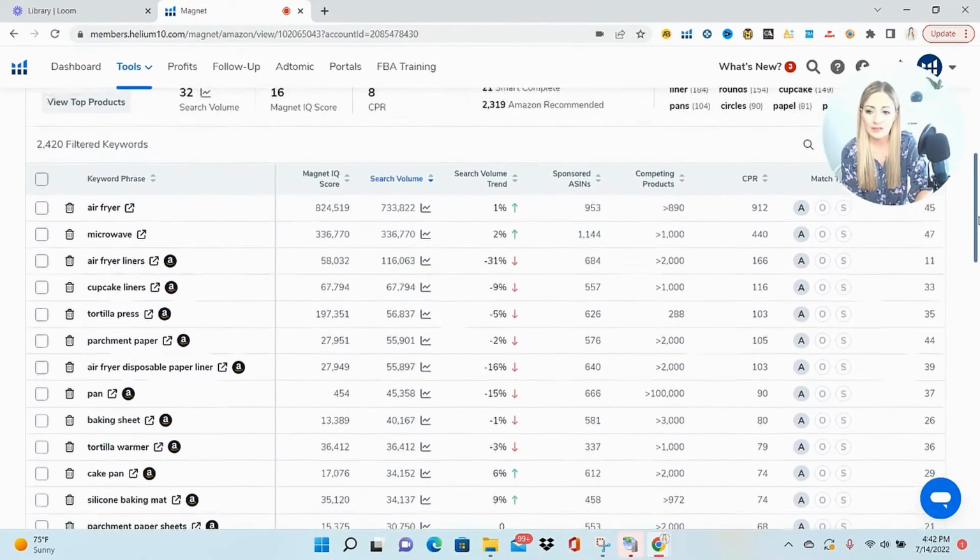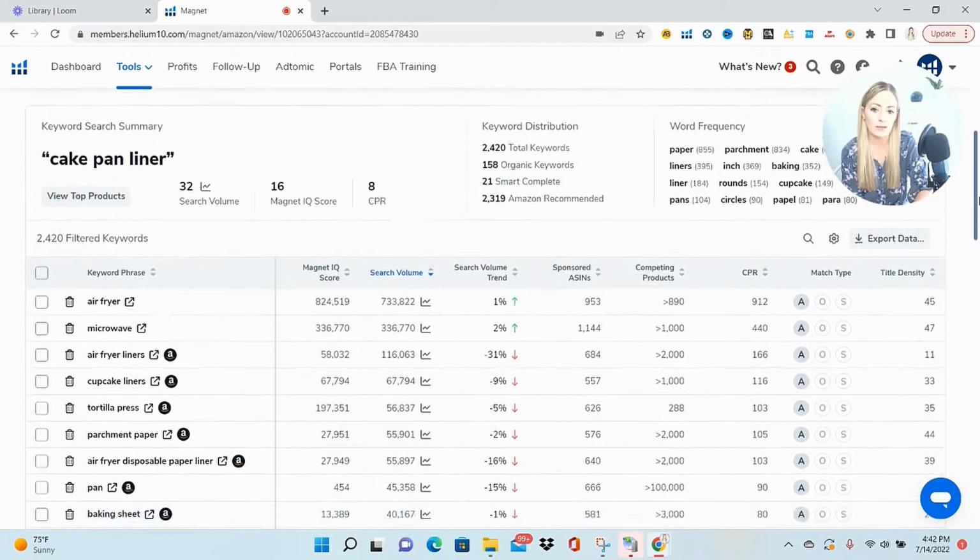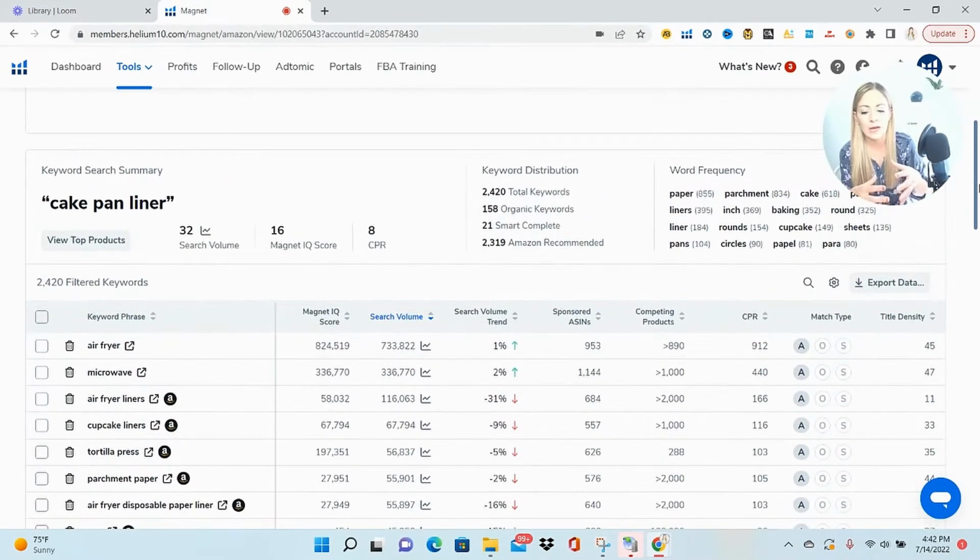So this right here would be like the first major step in your product to make sure that people are searching for those items that you put into your bundle. So keyword research is number one. Now, number two, we're going to want to check out our competition.